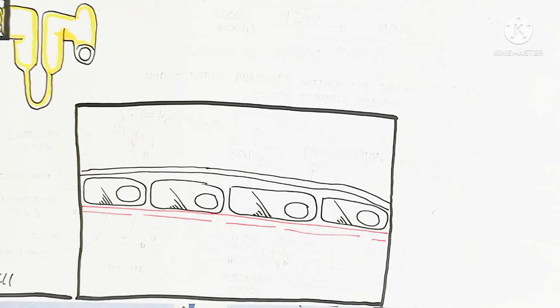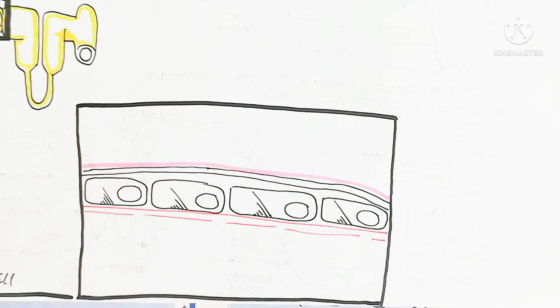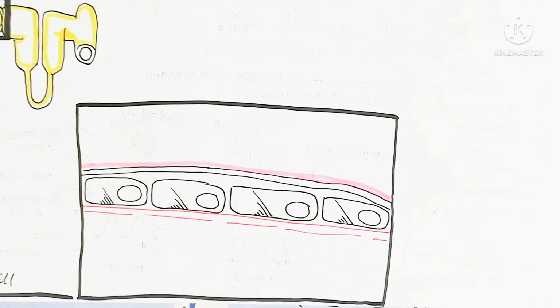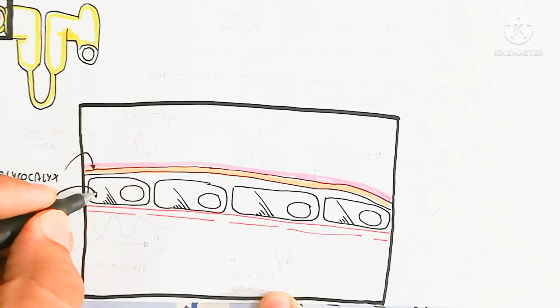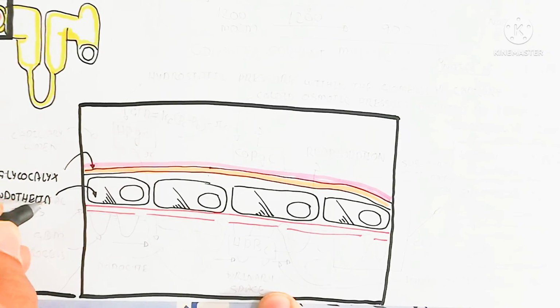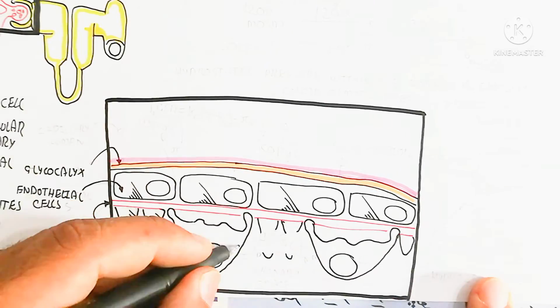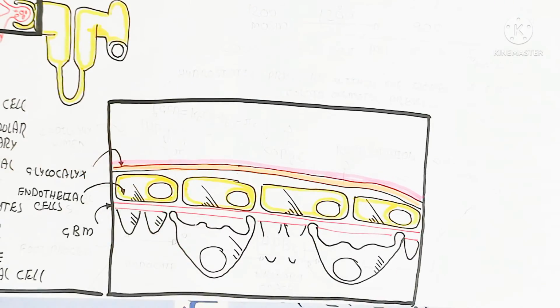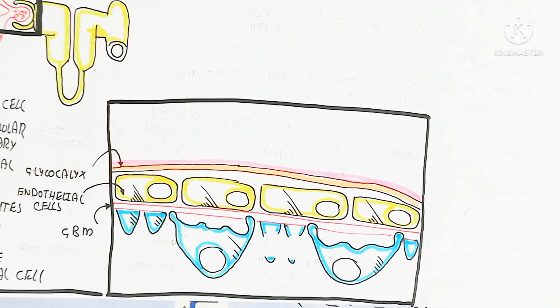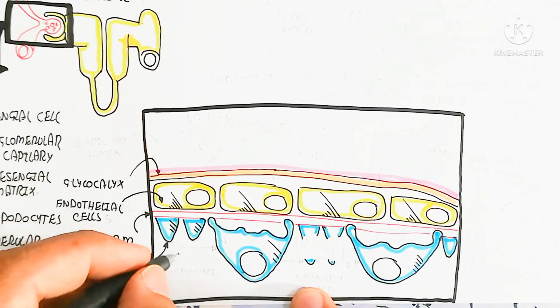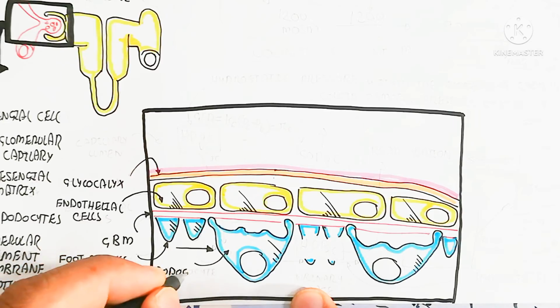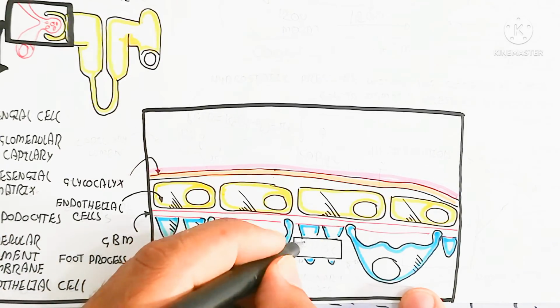So let's begin to understand. This is the bigger picture of the capillary of the glomerulus, which contains the glycocalyx innermost. The glycocalyx is very important for filtration, as it inhibits macromolecules in the blood, so that is why the macromolecules will not filter. On the other hand, it is also a regulator of the filtration rate.